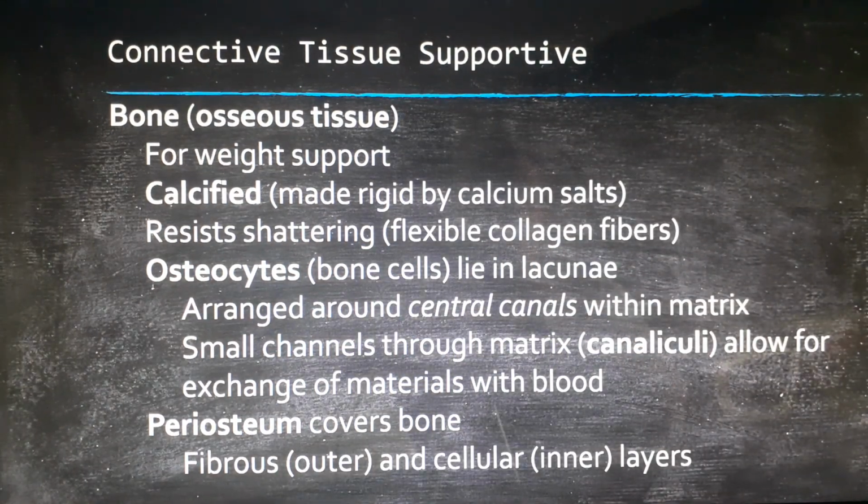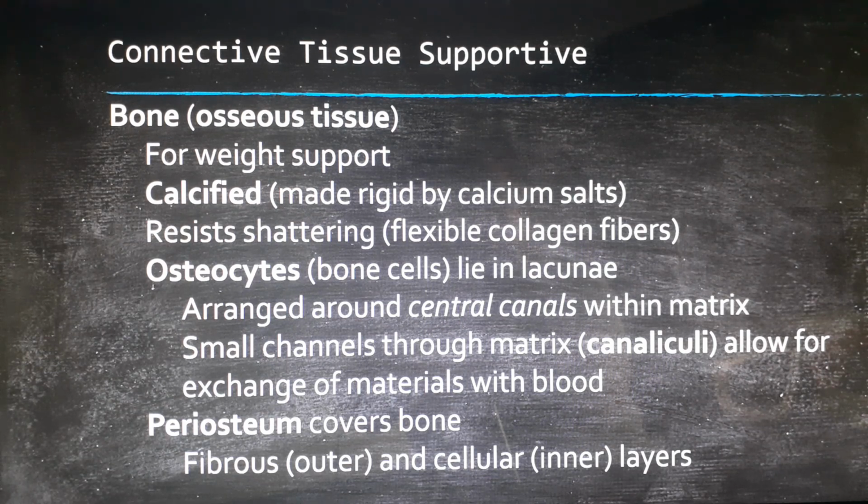Okay, the last of the connective tissues is the supportive connective tissue known as bone. It's also known as osseous tissue, and its job is to support your weight. Now, it has the strongest and the only solid matrix because our organic collagen fibers are going to combine with inorganic salts, and so it becomes calcified. It's able to resist shattering because of the collagen fibers. The prefix for bone is osteo, and so the cells that live in the bone are called osteocytes. The ones that build the matrix of bone are osteoblasts, and the ones that tear down are osteoclasts.